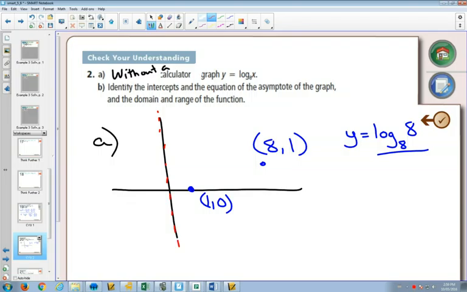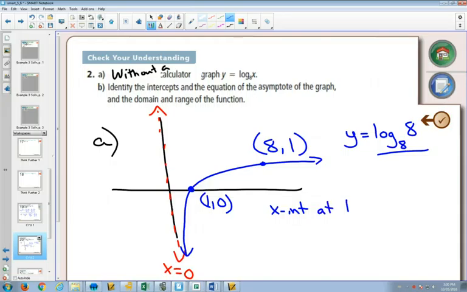All log graphs have an asymptote at x equals 0, just like all exponential graphs have an asymptote at y equals 0. And the shape of a log graph has the same kind of shape as an exponential graph, just turned sideways. So there's no y-intercept. There's an x-intercept at 1. There's an asymptote at x equals 0.